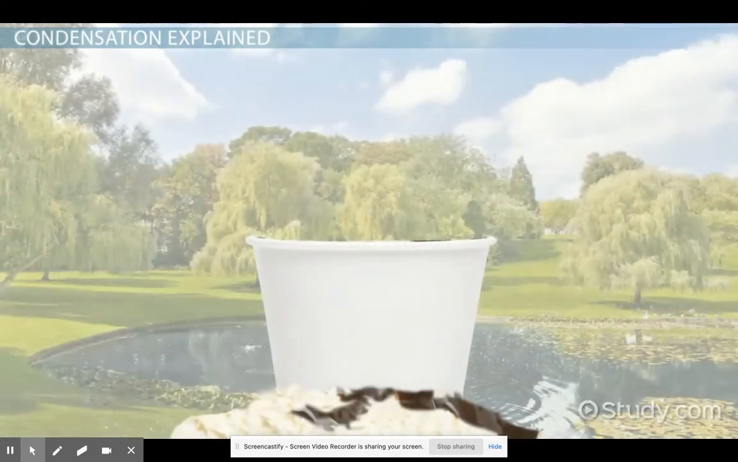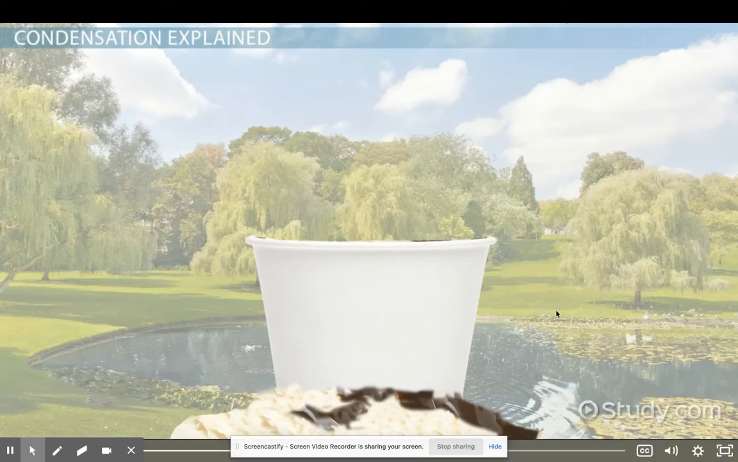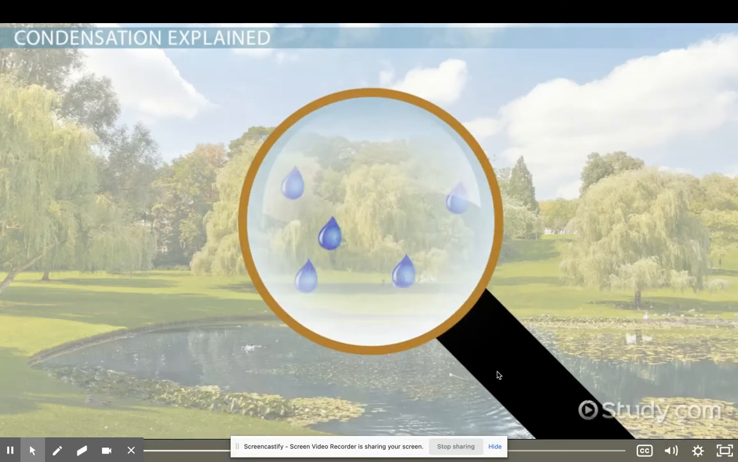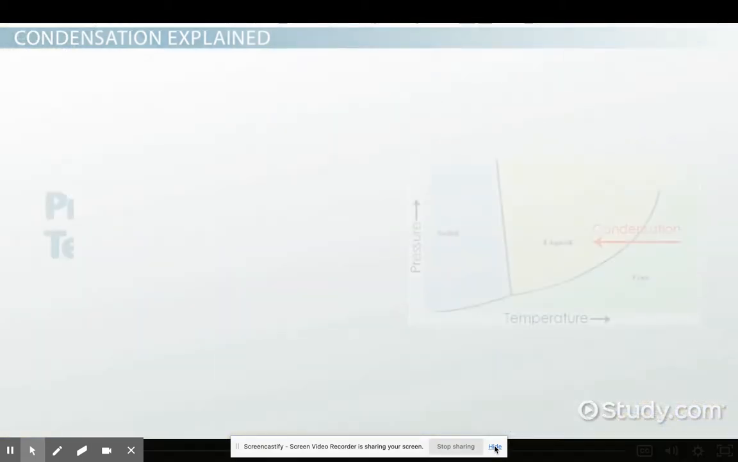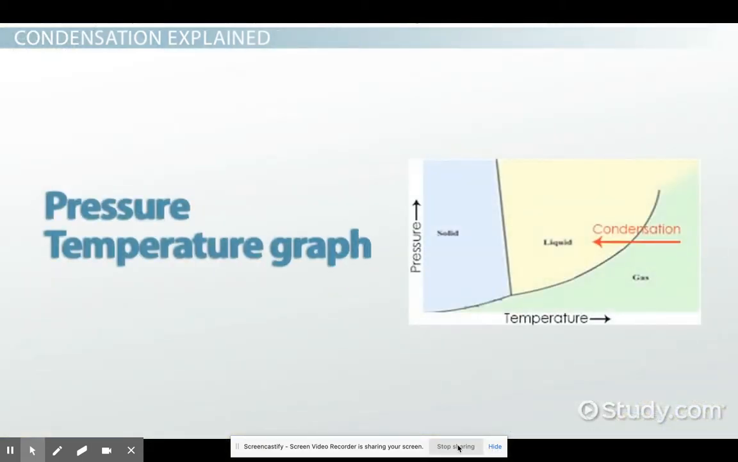However, 3 hours later, that bucket of ice cream is now melted, and the water on the outside may be gone. But condensation is still happening, just at a much smaller and slower rate, so it may not be noticeable. Keep in mind that there is always water in the air, even though we do not always see evidence of it. The condensation of water can be shown on a pressure temperature graph.